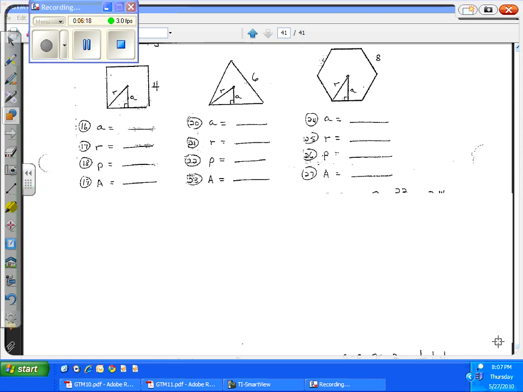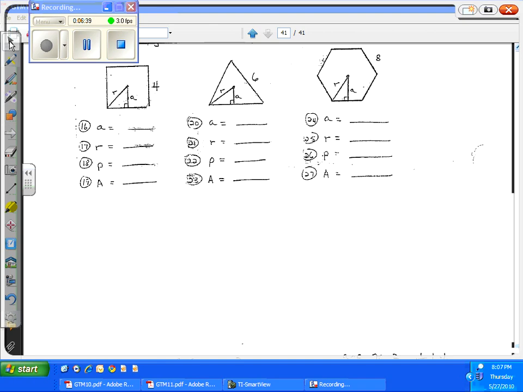Now, on most standardized testing, there are some formulas given. Usually, the formulas for area of a square and perimeter of a square are not given. Other formulas may be given to you, depending on the level of the standardized testing.